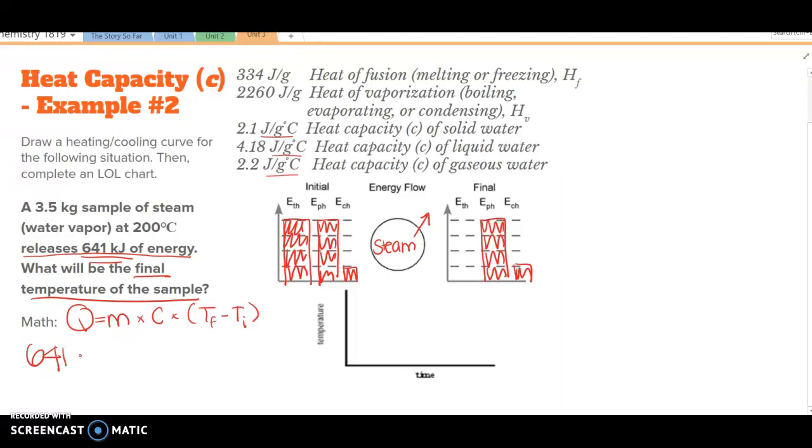I know that there are 1,000 joules in 1 kilojoule. So to make my math nice and easy, I'm going to multiply by 1,000 and just add on the 3 zeros here. Now all of a sudden I have my joules. So that's the heat that's being released.